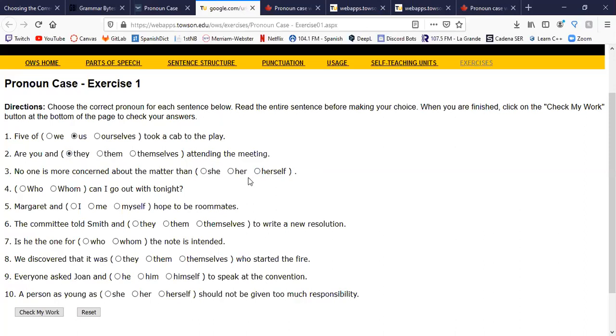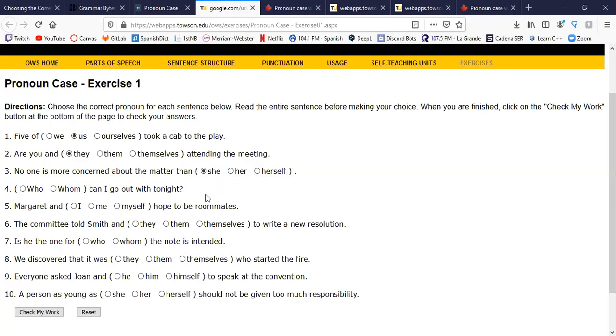Number 3, no one is more concerned about the matter than, she, her, or herself. So pause the video and think. Okay, so the answer here would be she. Sorry, I almost picked the wrong one there. The answer here would be she. Because, finish the sentence, no one is more concerned about the matter than she is. So add that verb at the end and you have your answer.